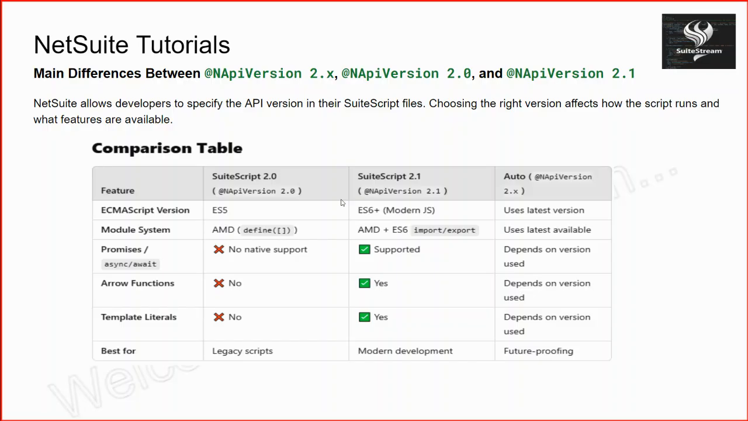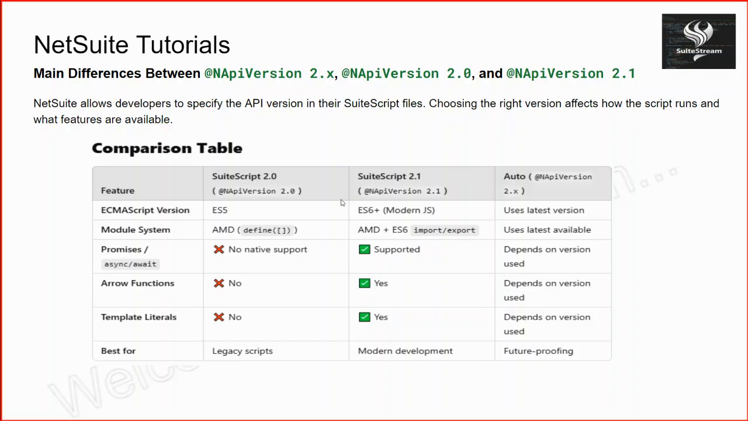For promises and async/await, there is no native support in 2.0. There was no async and await support. In SuiteScript 2.1, it was supported. Promises and async are functions that we can use depending on the version used. Arrow functions are not supported in 2.0, and they are supported in 2.1 and the latest version, the recently upgraded version 2.x, depending on the version used.